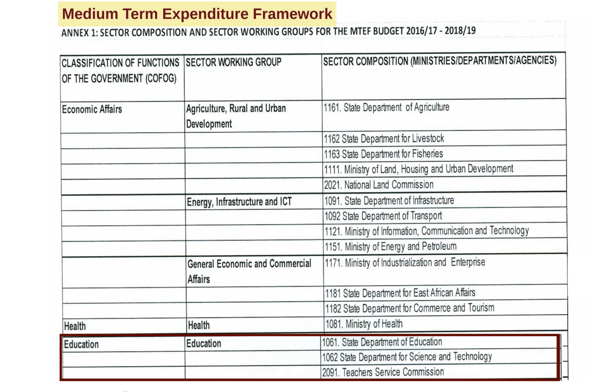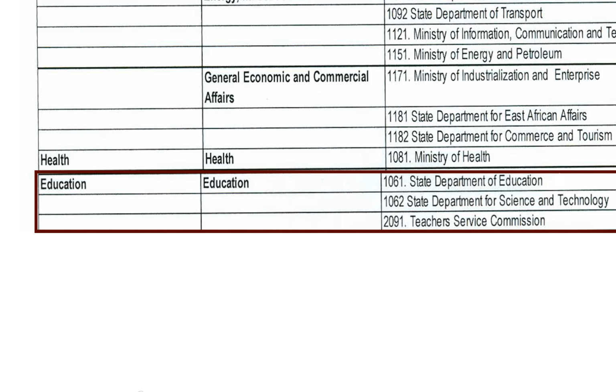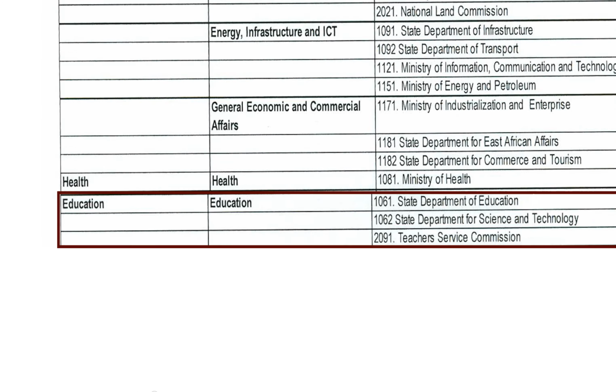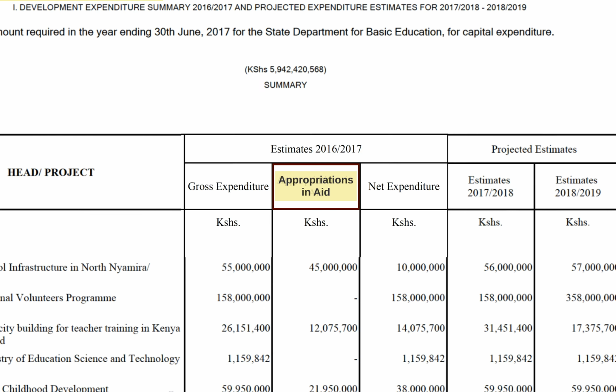These numbers are directly connected to government spending on education. Using the government's medium-term expenditure framework, you can see which ministries fall under the education sector. Using estimates of development expenditure, you can explore past and future spending. Here, the budget shows the data on projects under the State Department for Basic Education.